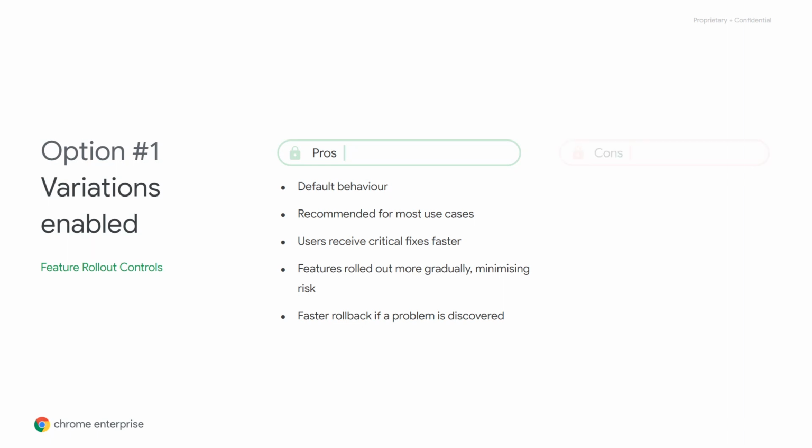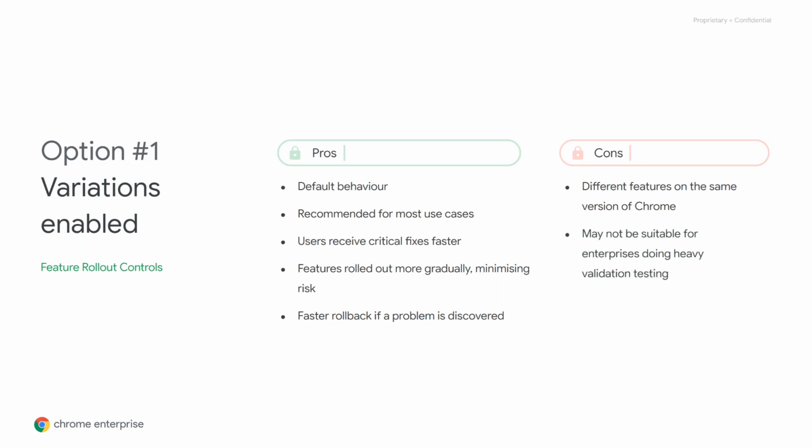Of course, you should also be aware that some users may have access to a feature that other users haven't received yet, even though they're on the same version of Chrome. Because of this, the approach may not be suitable for enterprises doing heavy validation testing, the kind of testing you might be doing if you're using the version pinning update strategy or the full manual update strategy we discussed earlier.